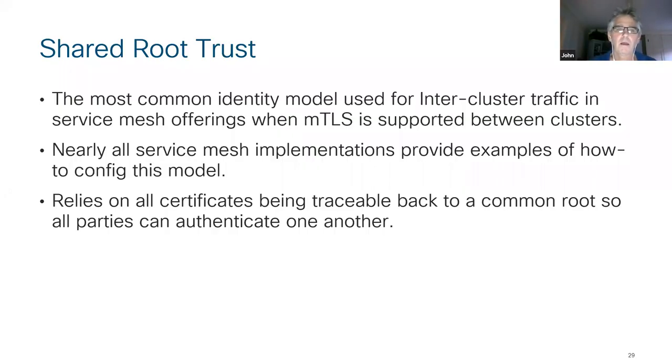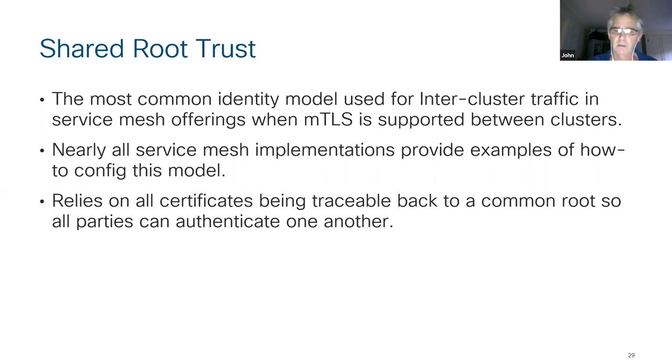So probably most of the audience is familiar with this. Nearly all the service mesh multi-cluster models have examples of the shared root trust. It's a simple model. Basically, assume every cluster is able to get its certificates from a common root, and all the generations happen through a common root. There might be intermediates along the way, but it's at least traceable back to the common root. Pretty simple model, but it assumes that you have that common trust domain that works for all clusters, all locations, and whatnot.